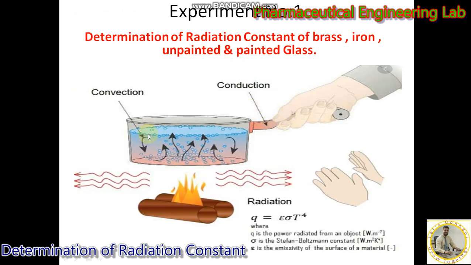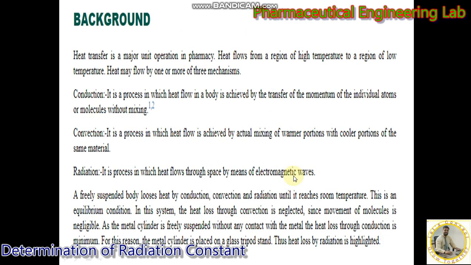Then the second is convection, where the same material is mixed with the same material of higher temperature. You can see here these are the temperatures, water at the bottom is at high temperature and water at the upper level is at less temperature as compared to this, and they are mixing with each other, and in this way heat is transferring, which is called convection. And the third one is radiation, where there is no mixing of the same component, there is no touch of another object, but heat is radiated in the form of electromagnetic radiation.